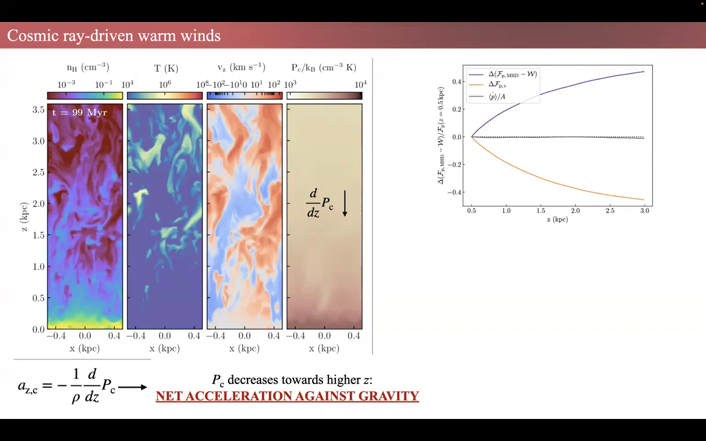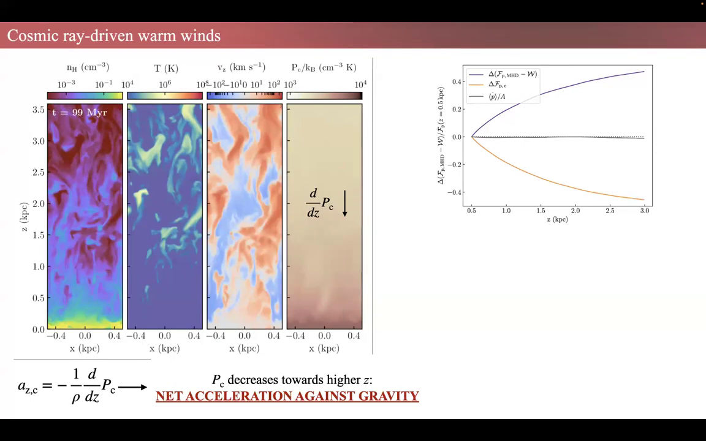And this is the case in our simulation. In particular, the variation of gas momentum flux is always positive and increases with z, while the variation of cosmic ray momentum flux is always negative and decreases with z. This means that cosmic rays are transferring momentum to the gas as they flow away from the disk.